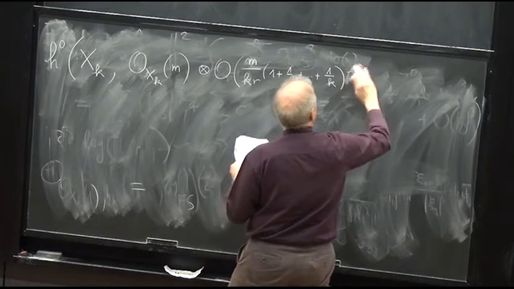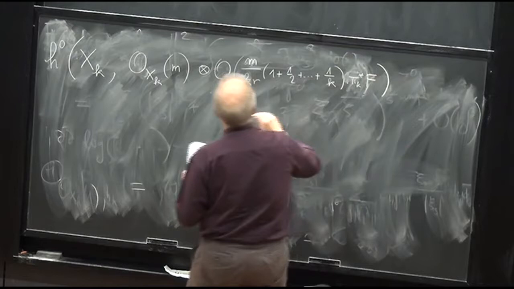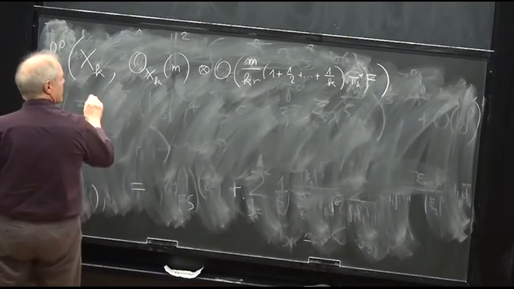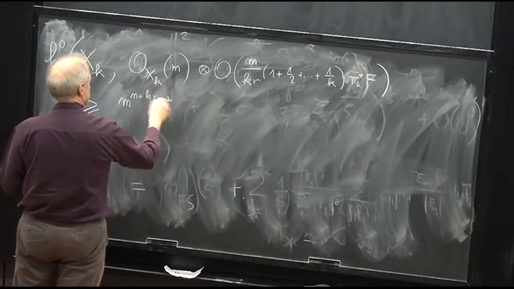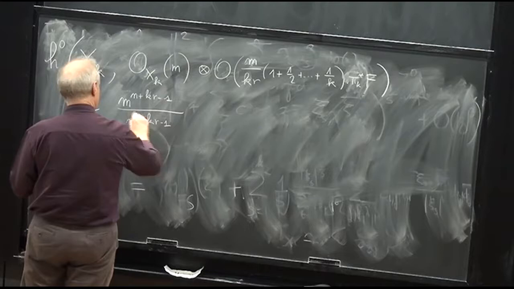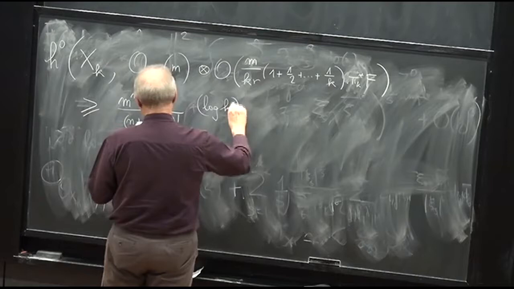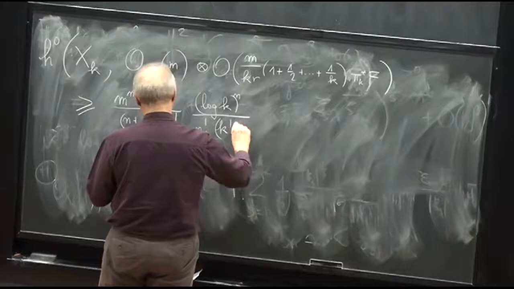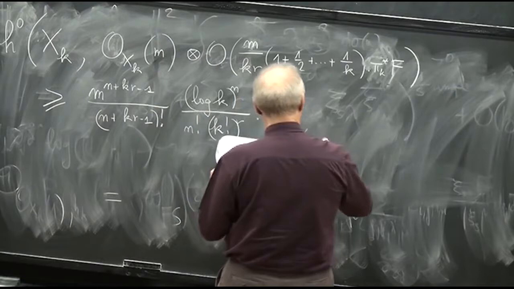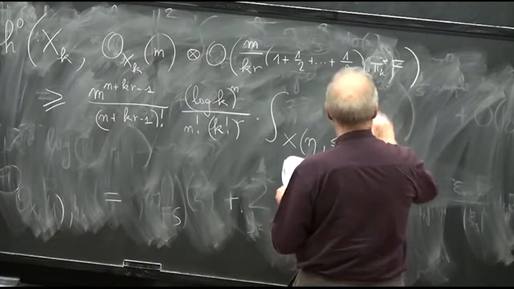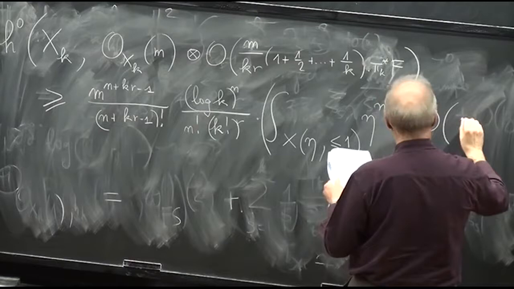So you add an extra divisor coming from the base. So, pi_k star. Okay. And then this will be bounded below by m to the dimension, which is n plus k r minus 1, this is the dimension of the projective fibers, divided by (n plus k r minus 1) factorial, times (log k) to the n over n factorial, (k factorial) to the r. Times the integral, the Morse integral for some form eta, and index at most 1, of eta to the n, minus something which converges as 1 over log k.